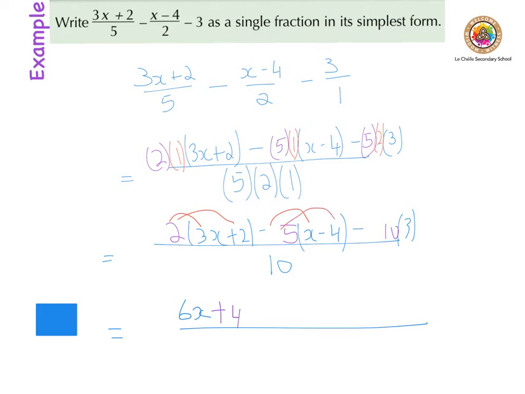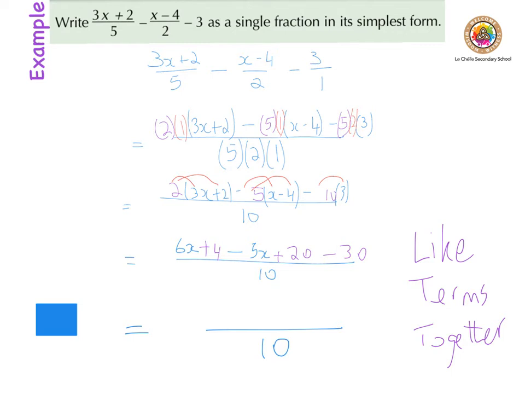Well, minus 5 by x gives me minus 5x. Minus 5 by minus 4, well, 5 by 4 gives me 20, and minus by minus gives me a plus. And then here, lastly, I have minus 10 multiplied by 3, so 10 by 3 gives me 30, and a minus by a plus gives me a minus. And all of that is all over 10. Okay?